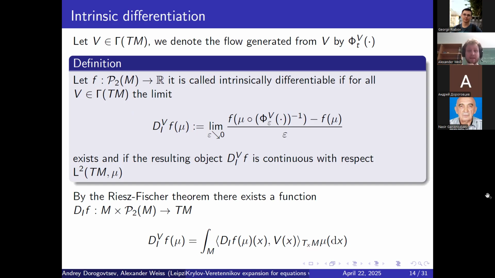And then the definition of intrinsic differentiability for functionals from the Wasserstein space to R is the following. So the function is called intrinsically differentiable if for all smooth V, the following limit here exists.